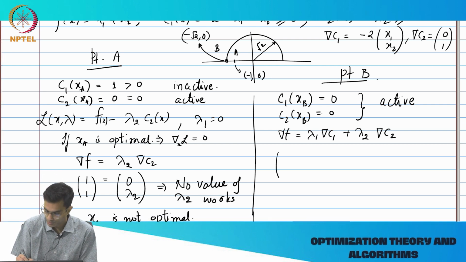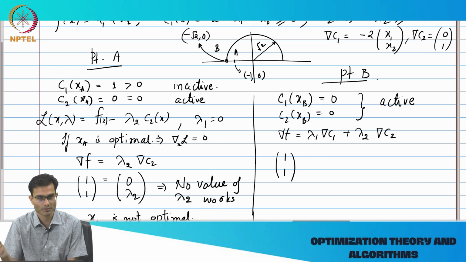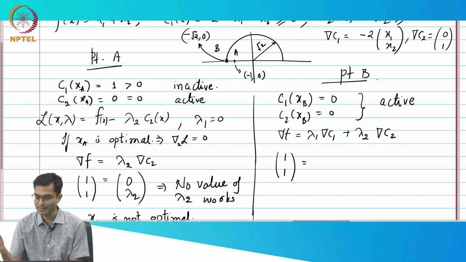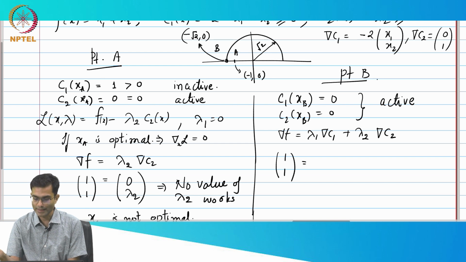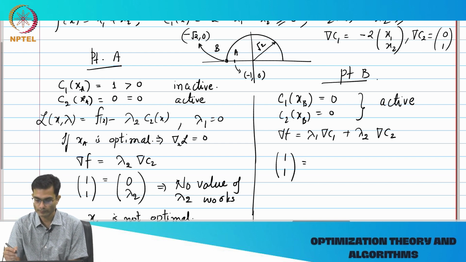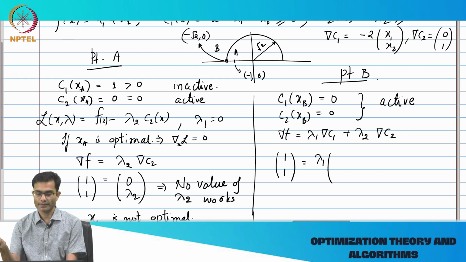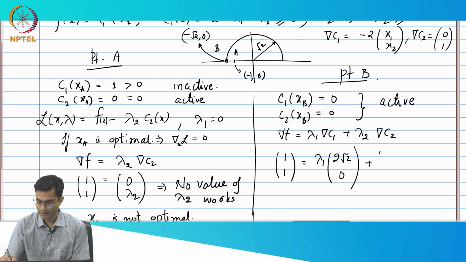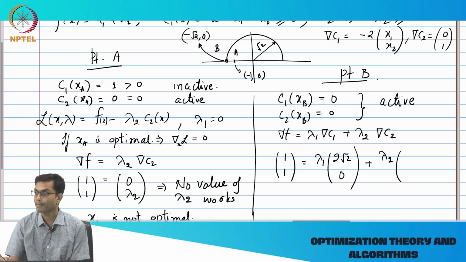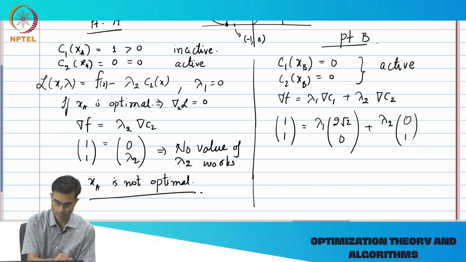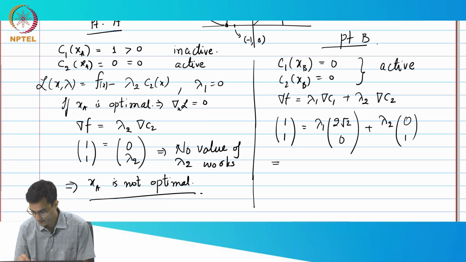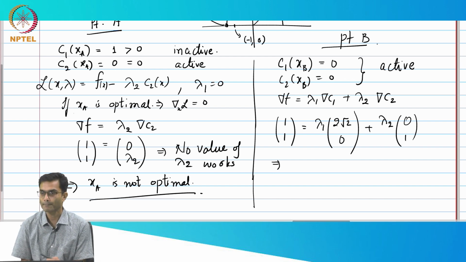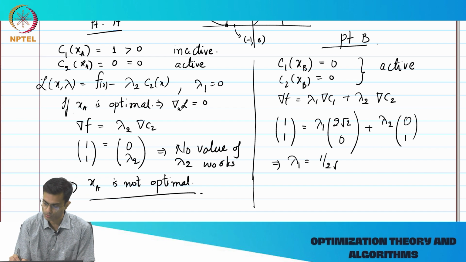We have to find, are there such lambda 1 and lambda 2 that satisfy the situation? Let us see. So, I get 1, 1 from grad F. Why? Because F is x1 plus x2. So, grad C1 at xB, what is its value? Lambda 1 times 2 root 2 comma 0, plus lambda 2 times grad C2, which is always the same, 0, 1, right. So, does that give me a value for lambda 1 and lambda 2? Yeah, straight away, lambda 1 is equal to 1 by 2 root 2, lambda 2 is equal to 1.